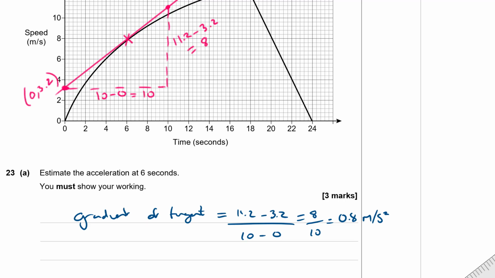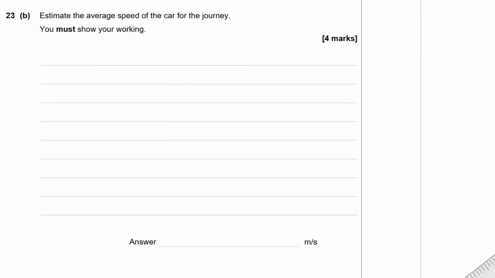Being very naughty here and writing over the lines. Don't do that in the exam. Part B wants us to estimate the average speed of the car for the journey. So we all know that average speed equals total distance travelled divided by time taken.